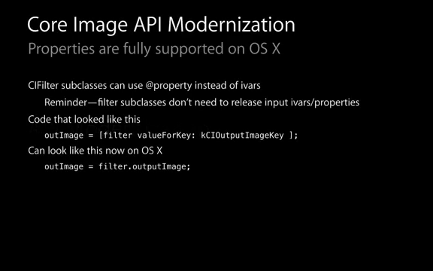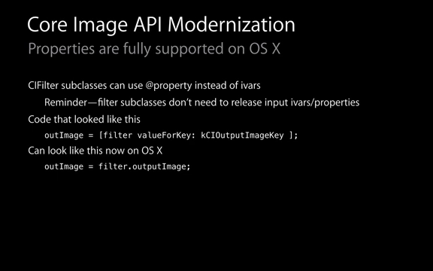The next subject I want to talk about this afternoon is some API modernizations that we made, both on OS X and on iOS. These are small conveniences, but they add up in total. First off, Core Image filter subclasses on OS X can now use properties instead of IVARs. One thing to be aware of is that Core Image filter subclasses do not need to release the object associated with input IVARs or properties. So it's a little bit non-standard as a class in that regard.